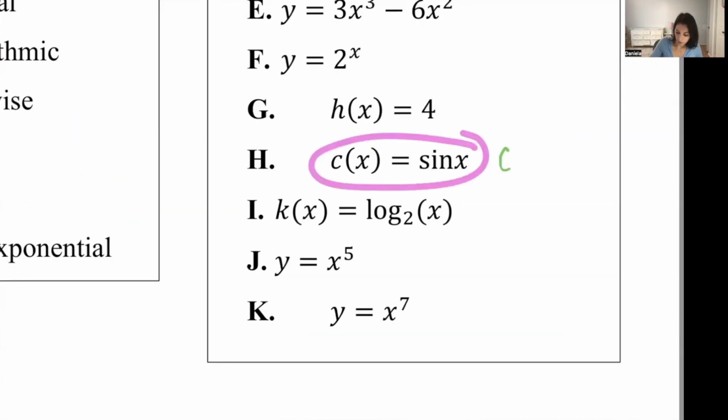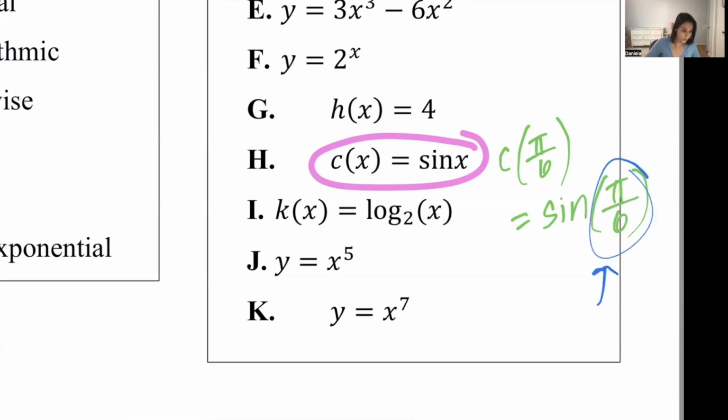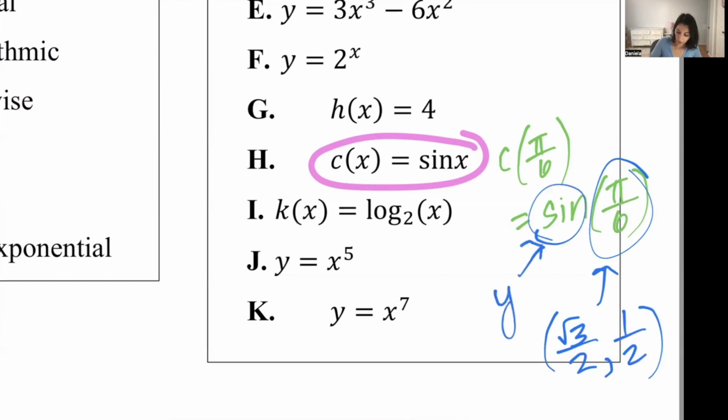We are going to substitute pi over 6 in the x spot. So we're doing sine of pi over 6. If you look on the unit circle, pi over 6, that ordered pair is going to be square root of 3 over 2, 1/2. And then the sine tells us we are going to look at the y value. So that final answer is going to be 1/2.